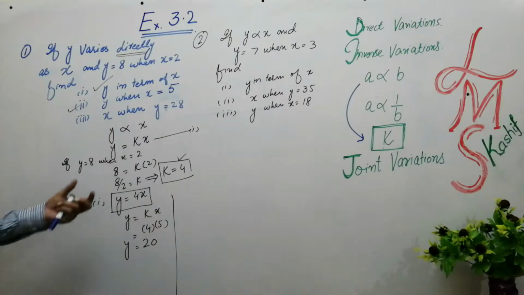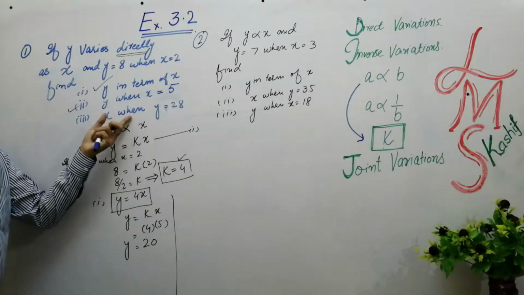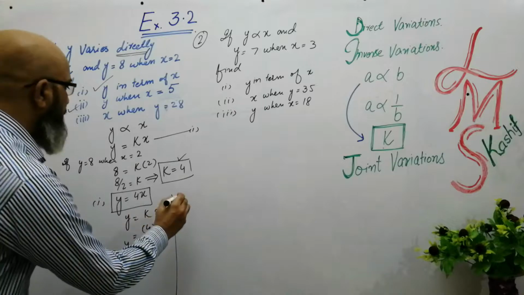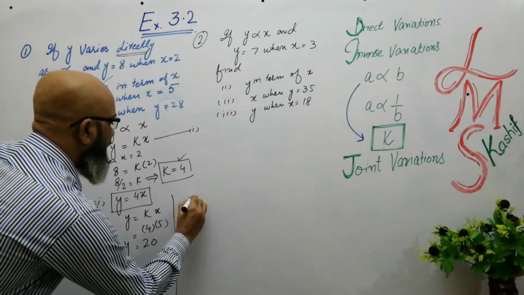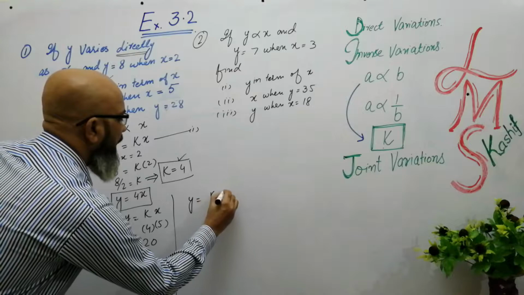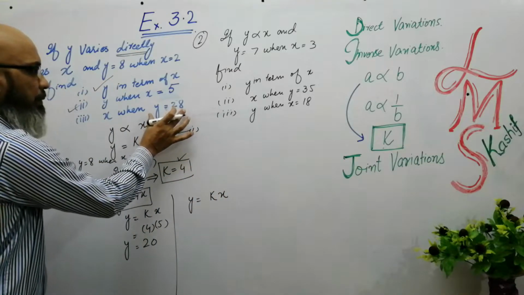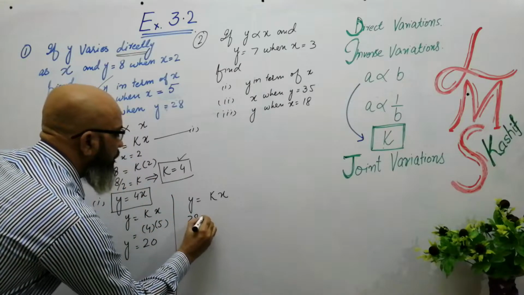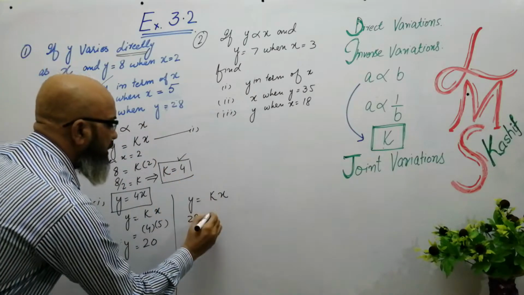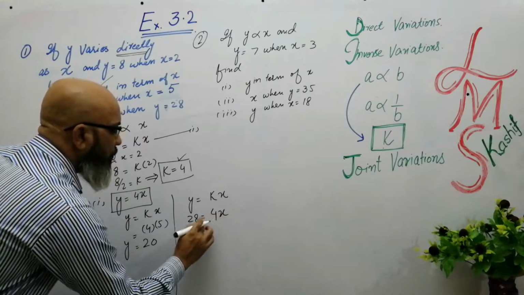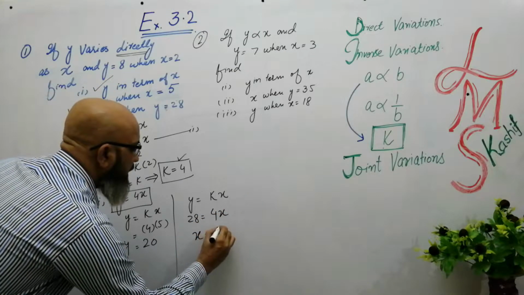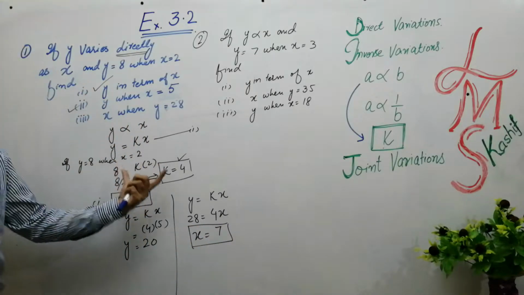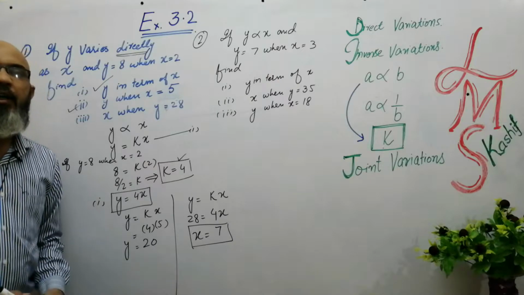Now in the third one, find x when y is equal to 28. So again we will use this same equation. Again take this, y is equal to kx. Now we have been given the value of y. अब हमें y की वैल्यू दी गई है, x की हमने फाइंड करनी है. So y is equal to 28. What is the value of k? That is 4. So divide by 4 on both sides. We will get x is equal to 7, 4 7s are 28. So in this way we can solve these questions very easily.